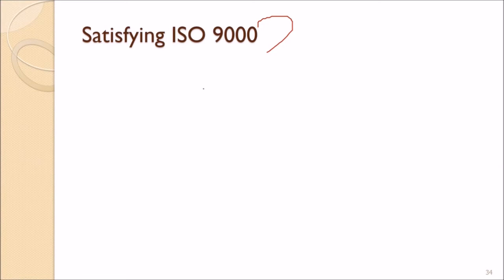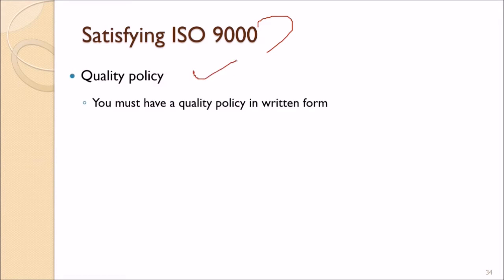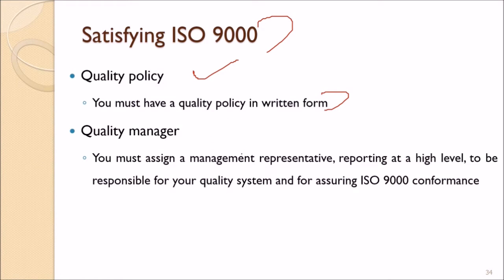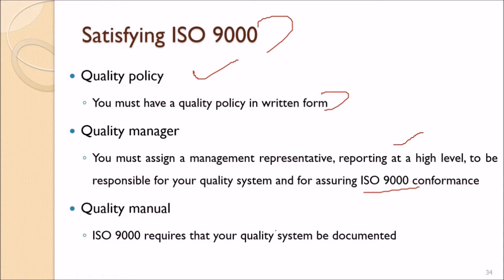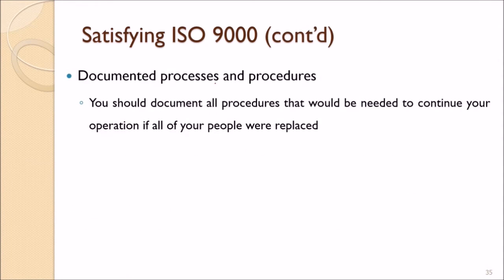How are you going to satisfy ISO 9000? First, quality policy. You must have a quality policy in a written, documented form. Quality manager. You must have a management representative, reporting at a higher level, who is responsible for your quality system and for assuring that ISO 9000 conformance is achieved. Quality manual. ISO 9000 requires that your quality system should be documented. Then documented procedures and processes. You should document all procedures that will be needed to continue your operation if all your people were to be replaced.